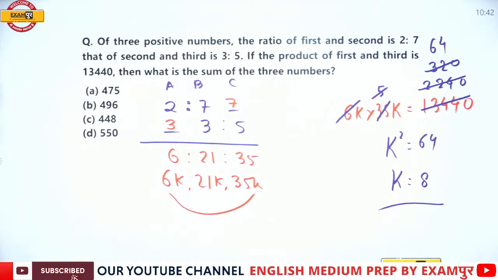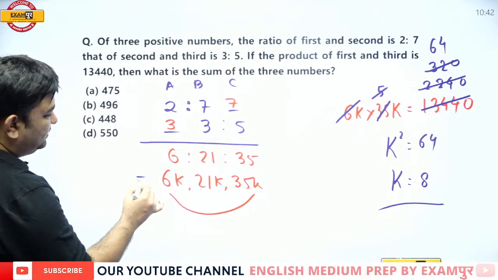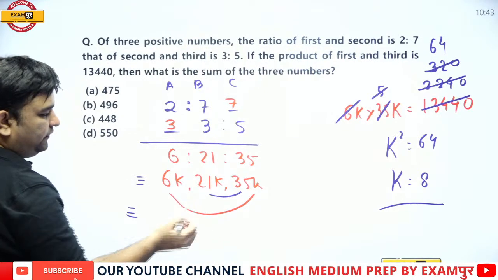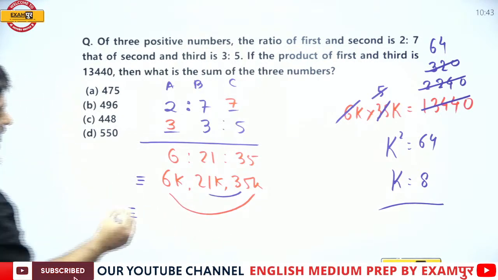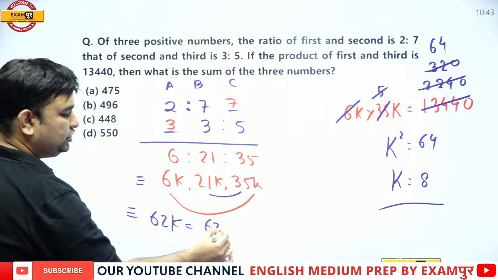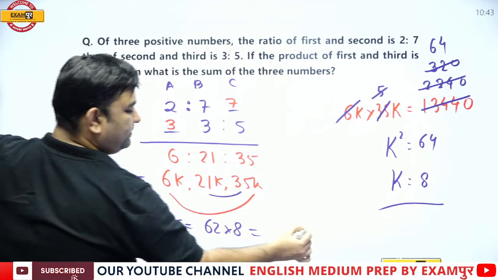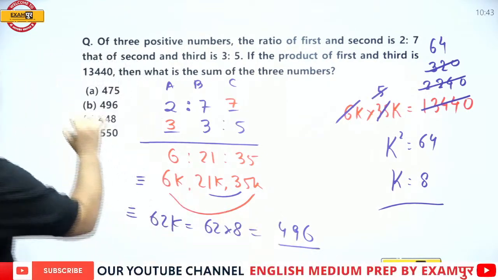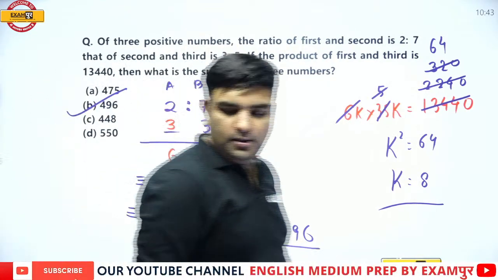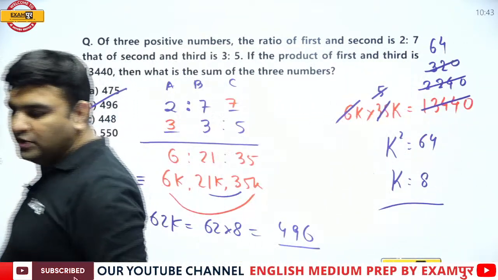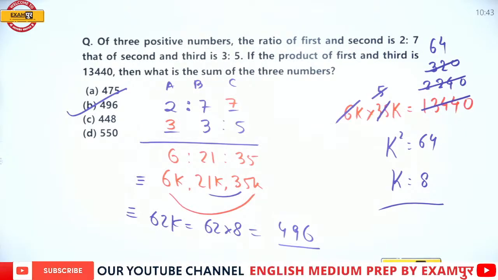So the sum of the three numbers is 56, 7 into 8, please do watch out. Any issues, guys, you can ask me.